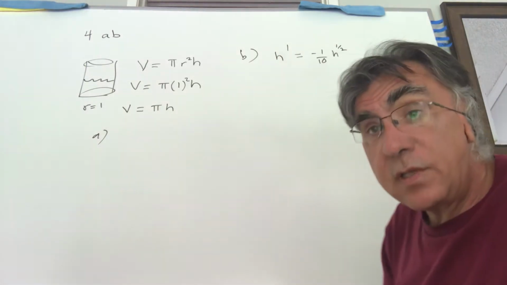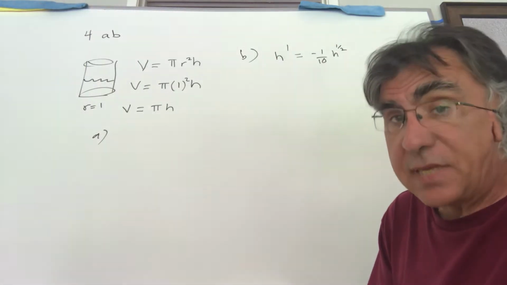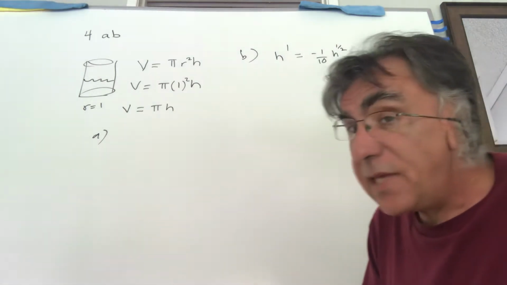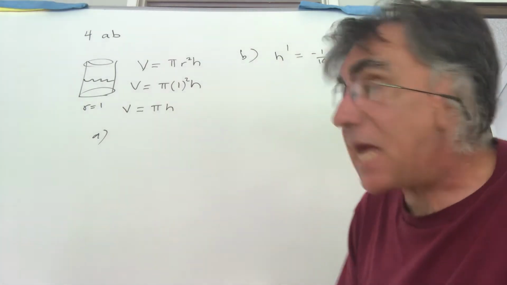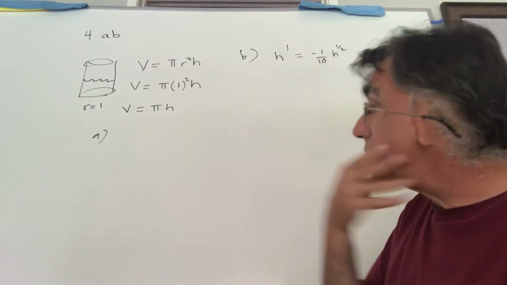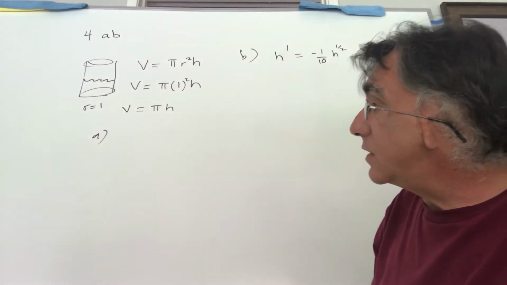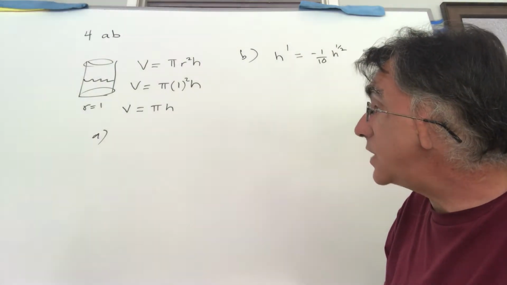Okay, we're looking at 4A and B. What makes 4A and B not so bad is one thing you have to make sure you realize. The equation for volume of a can is pi r squared h.